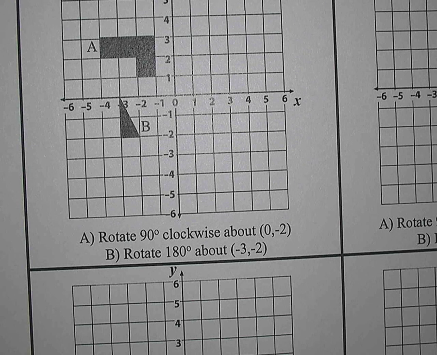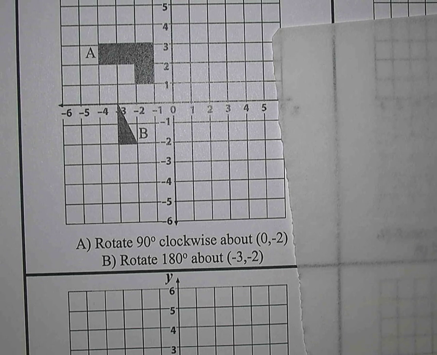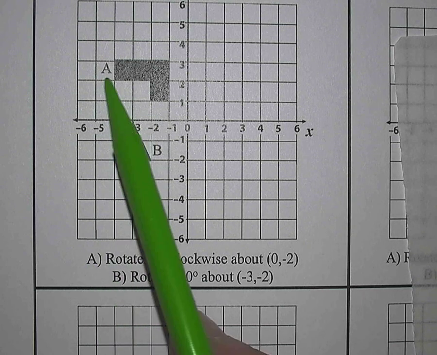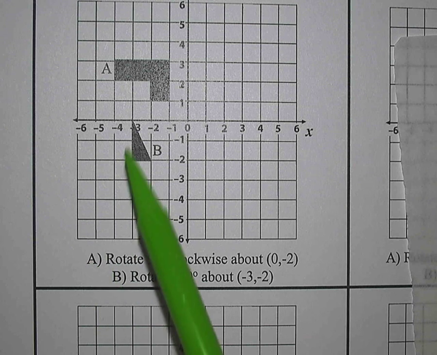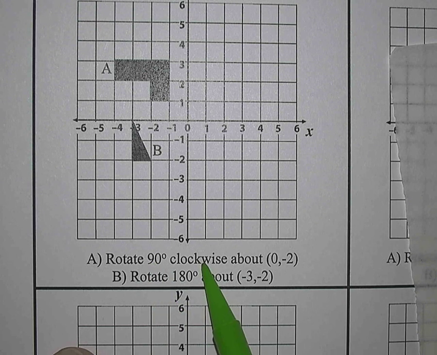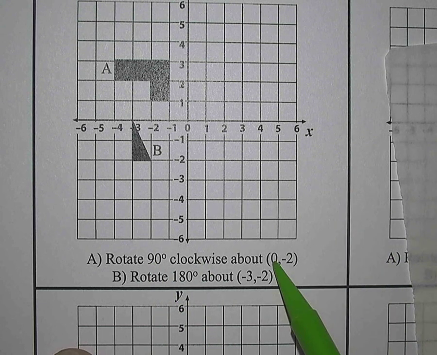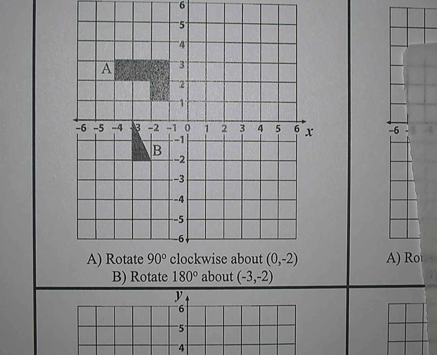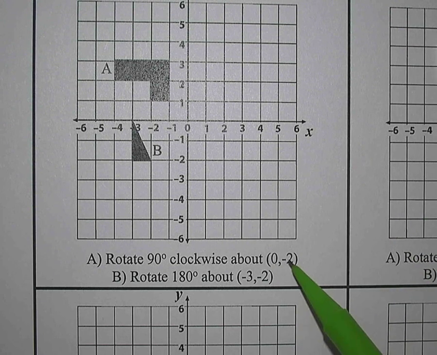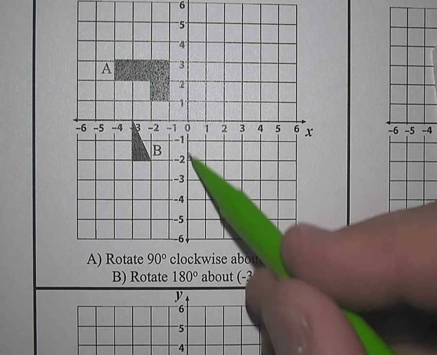As before, you're going to be using tracing paper. So the first question we're going to try is this one, A, and it applies to shape A here. So make sure you get the right instructions with the right shape. It says rotate 90 degrees, that's the angle, clockwise, that's the direction, about (0, -2), that's the centre of rotation. So the first thing I'm going to do is put a little cross at (0, -2). Remember, 0 along, -2 is 2 down. So start in the middle, 0 along, 2 down is here.